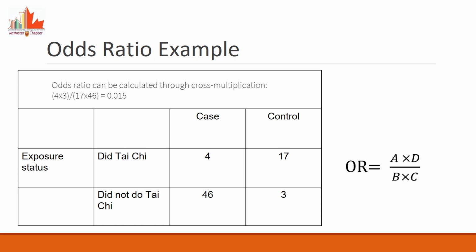The odds ratio here is interpreted as the odds of getting sick or stressed if you did Tai Chi. The ratio turns out to be 0.015. Since the odds ratio is less than 0.1, there is a negative association with the exposure and the outcome. Therefore, the exposure is protective. Again, people who do Tai Chi are more protected against stress attacks.